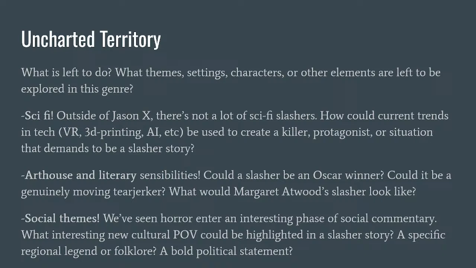Sci-fi. Outside of Jason X and maybe Megan, there's not a lot of sci-fi slashers. How can current trends in tech, VR, 3D printing, AI be used to create a killer, a protagonist or situation that just simply demands to be in a slasher story?